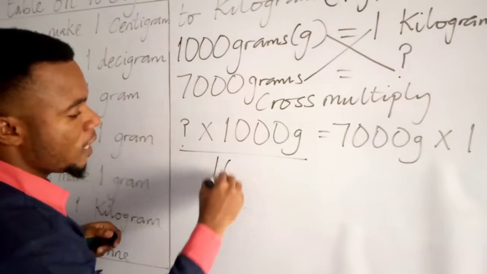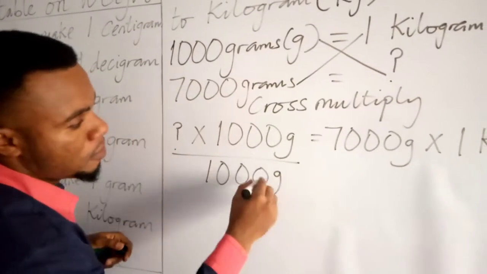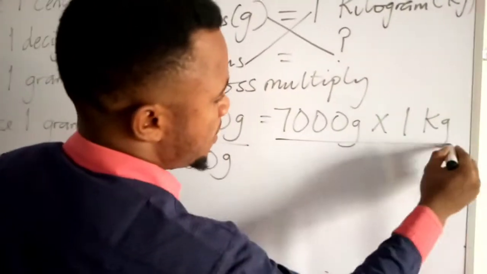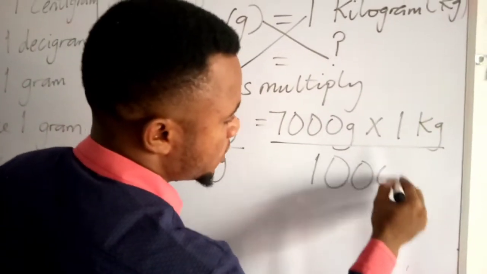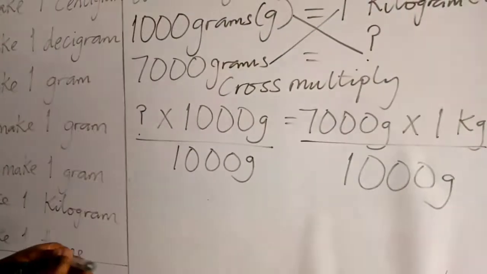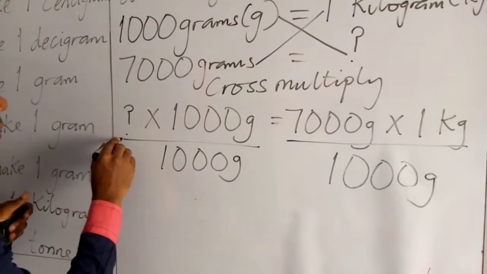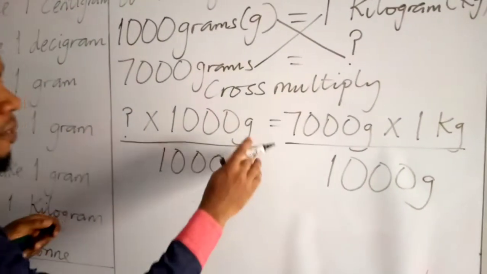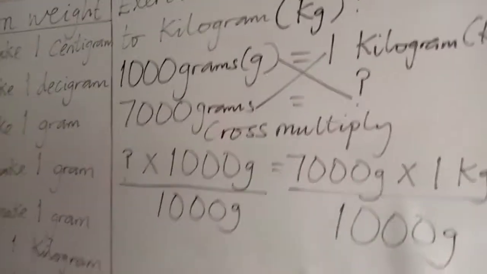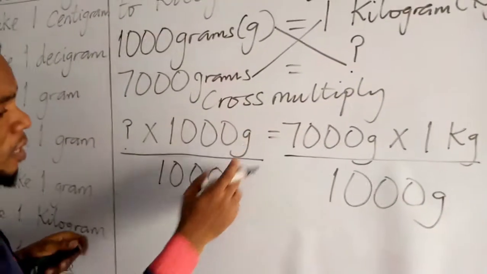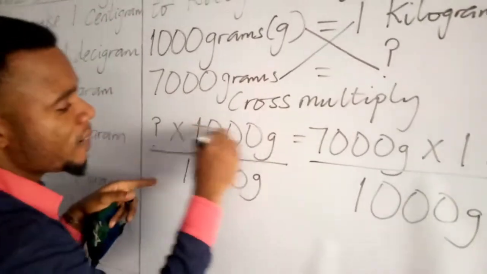So we have 1000 grams. Remember, we divide both sides. So what you do here, you do the same here. 1000 grams. Now when you look up, this means what? Division. We are dividing. So what is common between up and down? We have 1000 grams and we have it below, so we can divide it.